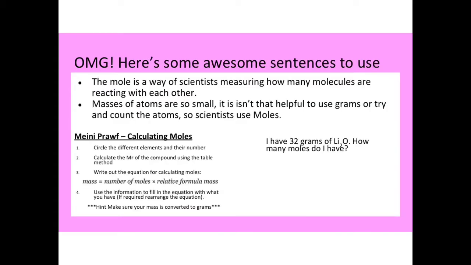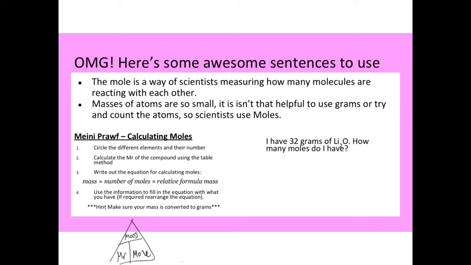The mole is a way that scientists use to measure how many molecules are reacting with each other. Masses of atoms are so small, so it isn't helpful to try to use grams or try to count the atoms. So the scientists use the mole. Okay, the equation for mole is mass over number of moles times by relative formula mass. If you wanted to remember that, put it in a triangle, it would be mass over Mr. Mole. So imagine there's a big mass standing on Mr. Mole.